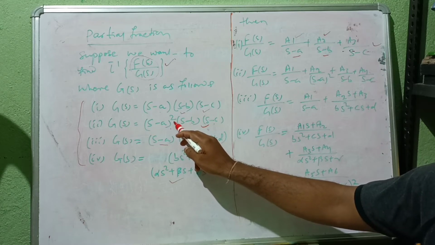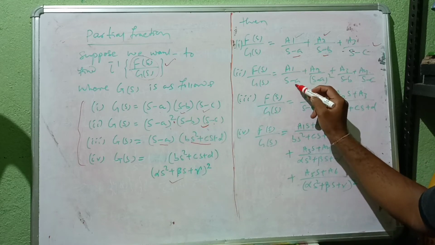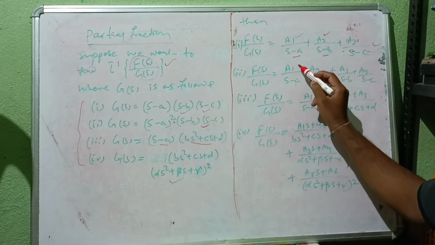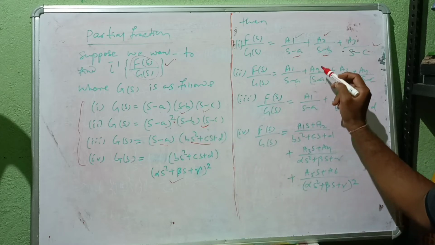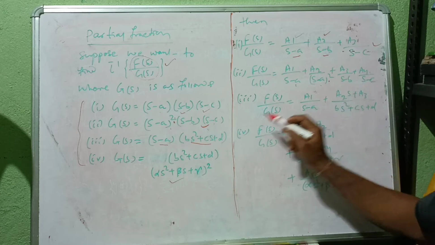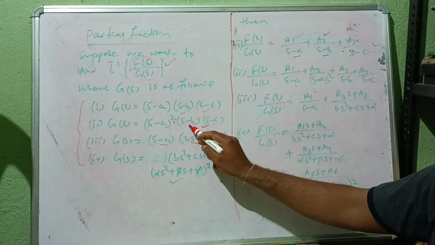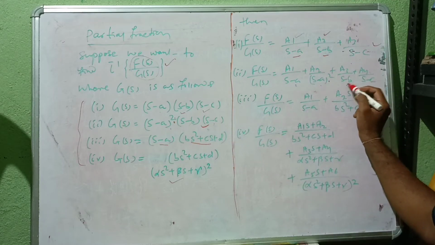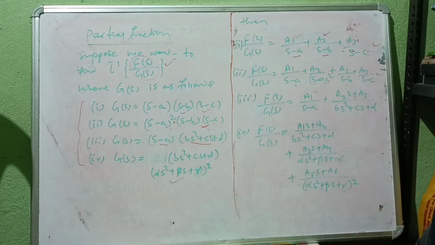So what we have to write is a1 by s minus a, some constant times 1 over s minus a, because it is s minus a whole square. So a1 by s minus a, then plus a2 by s minus a whole square, for this only. Then one term s minus b and another factor is s minus c. So a3 by s minus b plus a4 by s minus c.